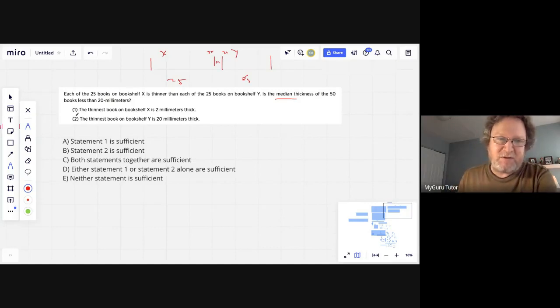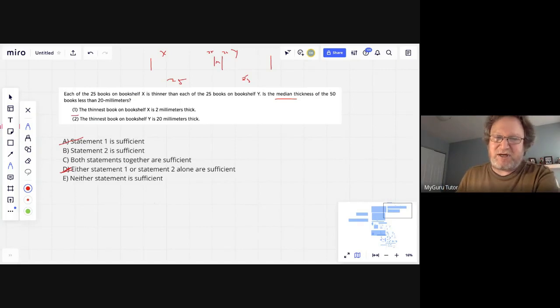Statement 1: The thinnest book on X is 2 millimeters thick. That's all well and good, but that says absolutely nothing about anything else. These books could go up to phone books, right? We have no idea. That is simply not going to be enough. So you're going to rule that out. You're also going to rule this out, right? Because if statement A is not enough, then clearly statement A or B alone is not going to be sufficient either.